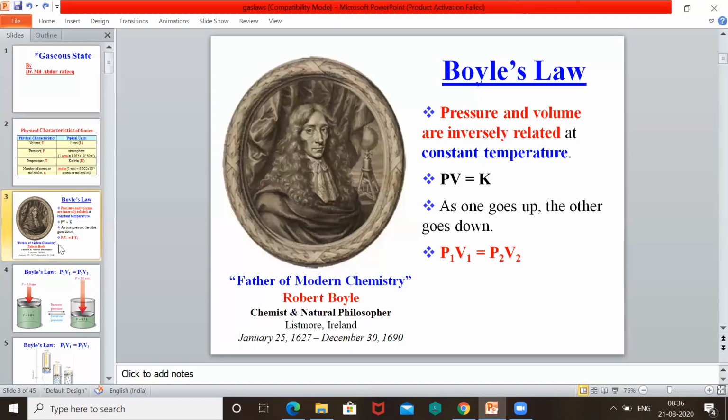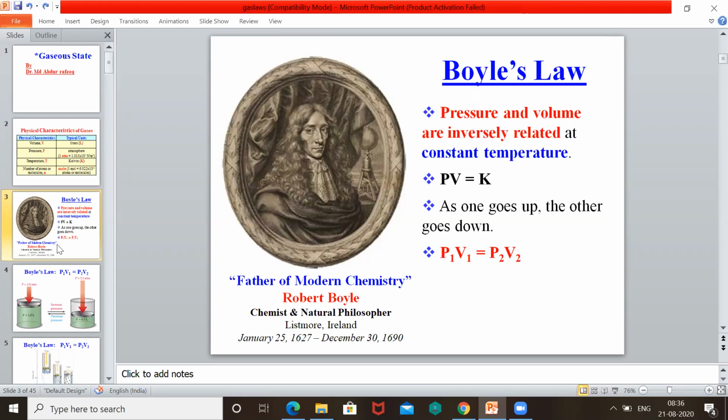So this is the basic law of gases, Boyle's law. And Robert Boyle is called father of modern chemistry. He has proposed this law that pressure and volume are inversely related. If pressure increases, volume decreases, and vice versa. Volume is inversely proportional to pressure. PV is equal to constant. And if there are two gases, P1 V1 is equal to P2 V2.